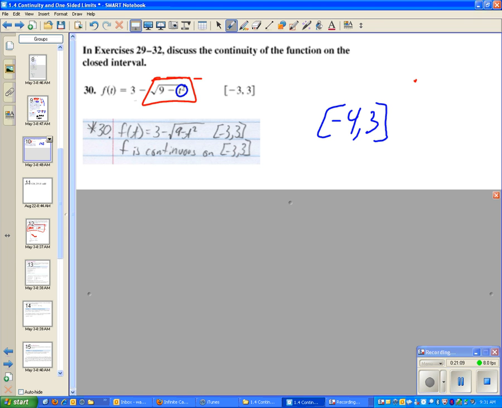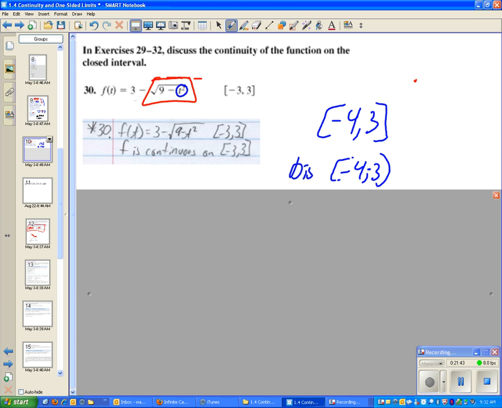So if that was the interval they had given us, we'd have to say something like, well, f is continuous on the closed interval from -3 to 3, but discontinuous from -4. We would say it's discontinuous from -4 to 3. How's that? Closed on one end, open on the other. Oops, negative. And it would be non-removable because the function just flat out would not exist for those numbers.